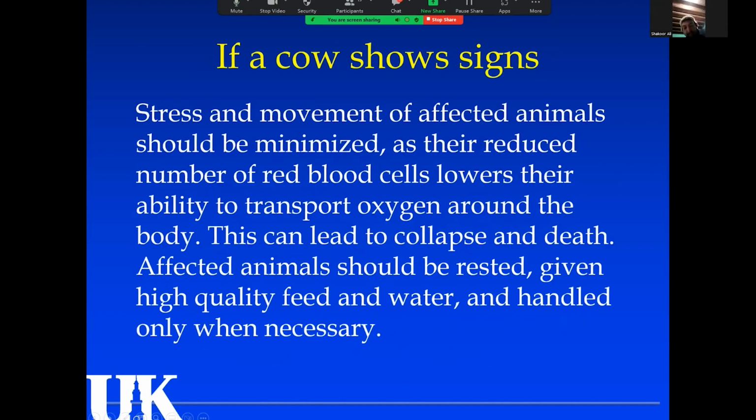So what do you do if a cow shows clinical signs of a hemolytic anemia? Be very careful with your stress and movement of affected animals. You want to minimize that, because again, any kind of stress or exercise can absolutely cause them to collapse and die. So those animals should be rested, given plenty of high quality feed and water, handled only when necessary. They've got to be treated like they're in intensive care, basically.